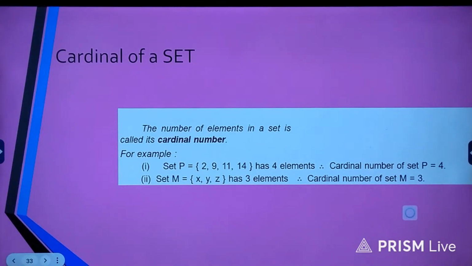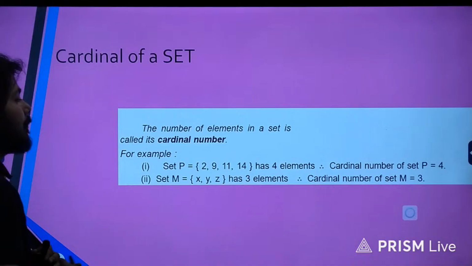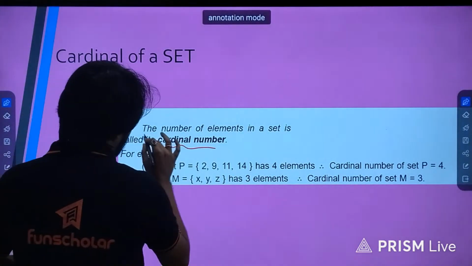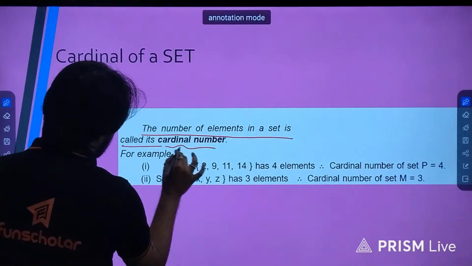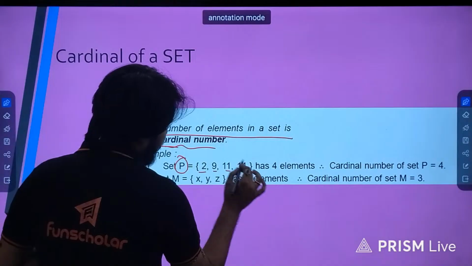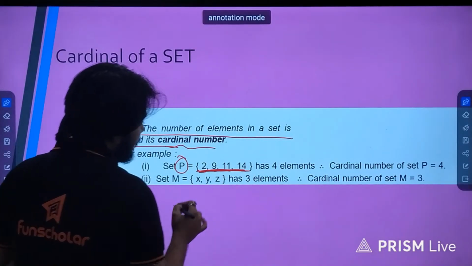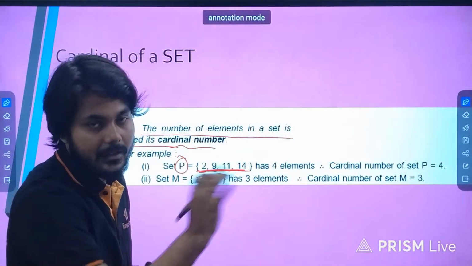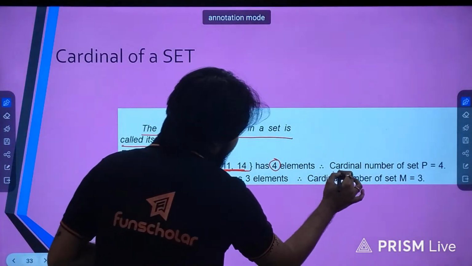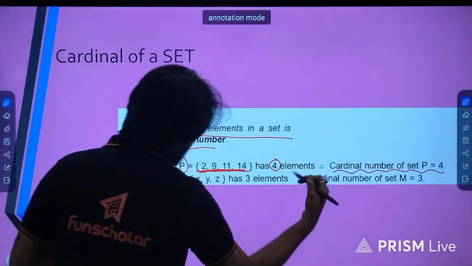Now, cardinal of a set. Cardinal number. What is cardinal number? Very easy. The number of elements in a set is called its cardinal number. Suppose set P is 2, 9, 11, 14. What is the cardinal number of this set? Just count the number of elements here. 1, 2, 3, 4. 4 elements. That means the cardinal number of set P is 4.